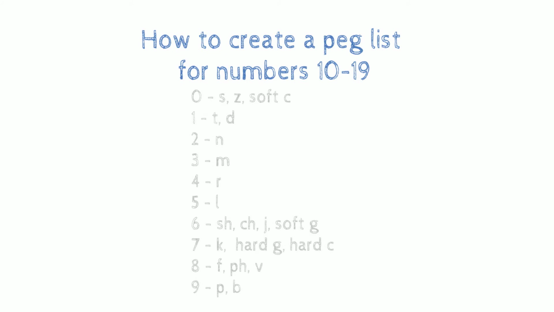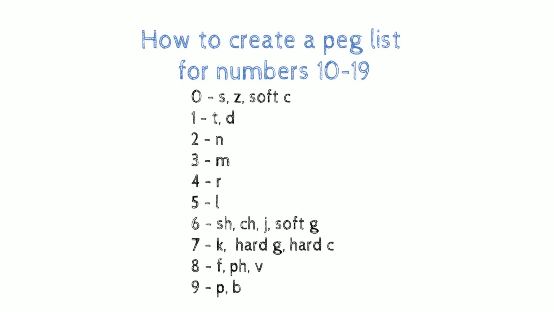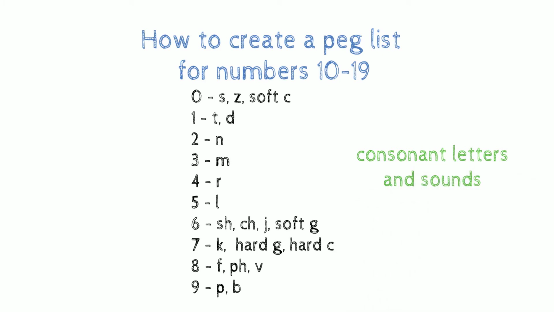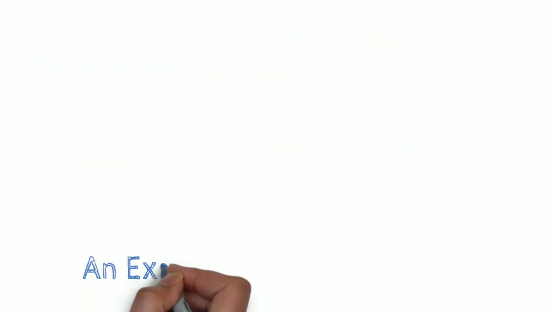In the previous video, which was part 3, I showed you how to come up with your peg list for numbers 0 to 9. We only need to combine those consonants representing 0 to 9 to stand for numbers 10 to 19. I'll show you what I mean in a moment. The beauty of the peg method is that you only need to remember the consonant letters and sounds for 0 to 9. Once you go beyond number 9, you only combine the consonant letters and sounds for whatever number you want. To understand better, let me show you what I mean.